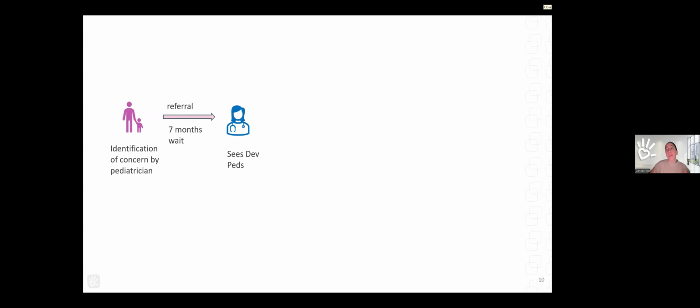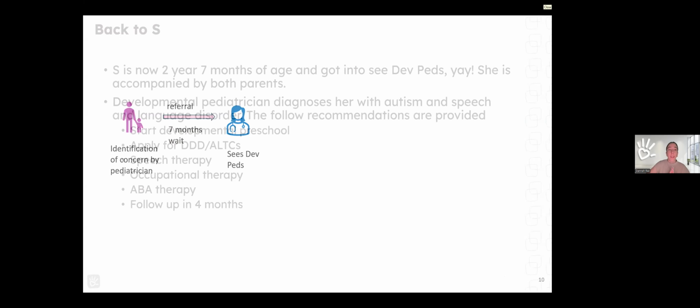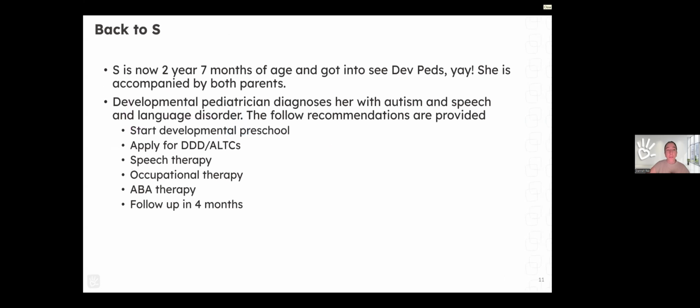Unfortunately, because of what we know about the lack of resources to access developmental and behavioral pediatricians, it takes a while to get in to see us. So we have a 7 month wait, and we get in to see the pediatrician. S is now 2 years, 7 months of age. She got in to see us, yay. She's accompanied by both her parents. And again, a very quick summary, we're not going to go into all of the things, but ultimately, she gets diagnosed with autism and speech and language disorder.